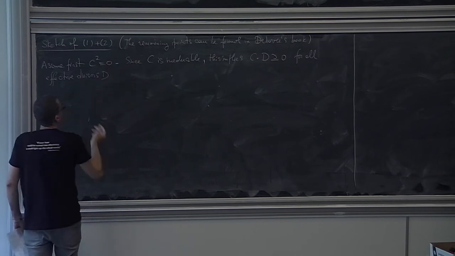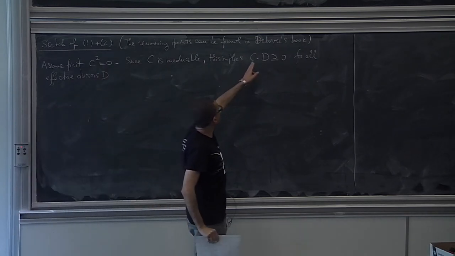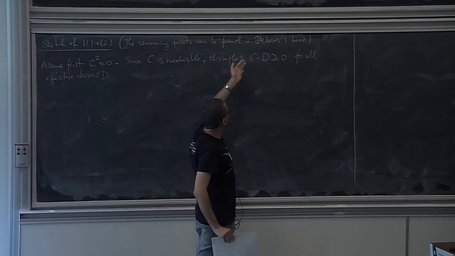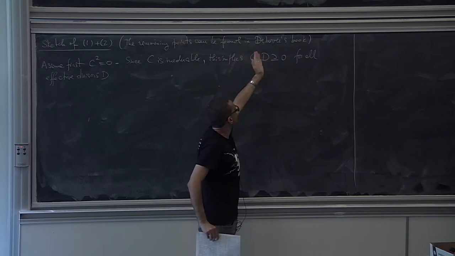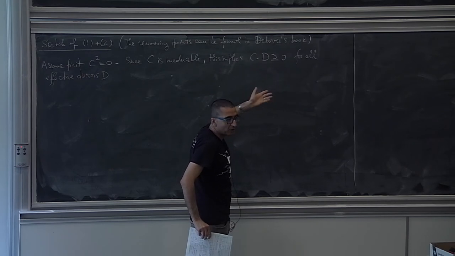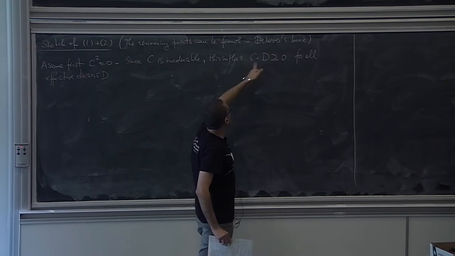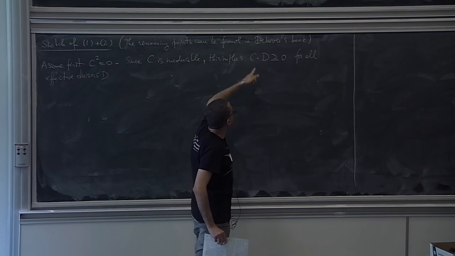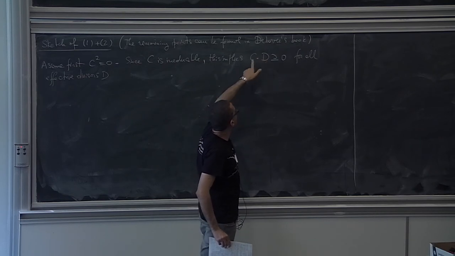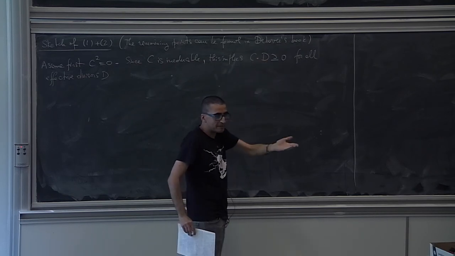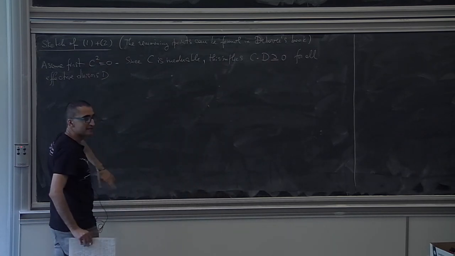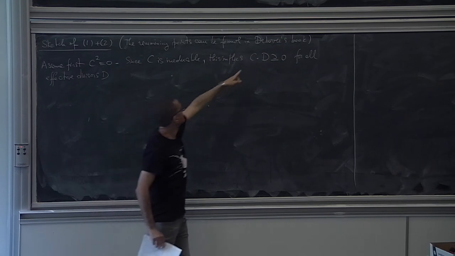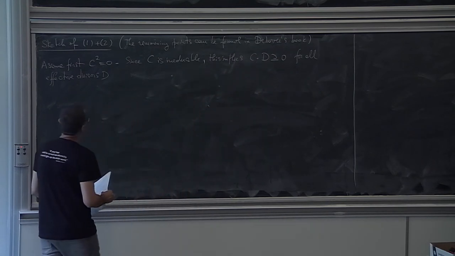This is clear because this is irreducible. If D does not contain C, then of course the intersection is greater than or equal to zero. Otherwise, the only possibility in which there can be a negative self-intersection is when some component of this contains C, but this cannot happen. So you cannot have negative here because by assumption C squared is zero. So we have this one.